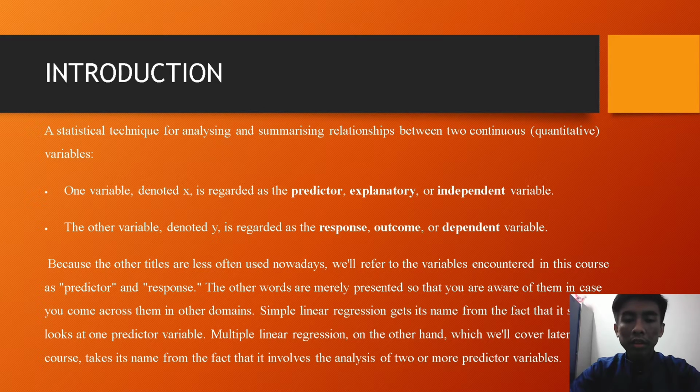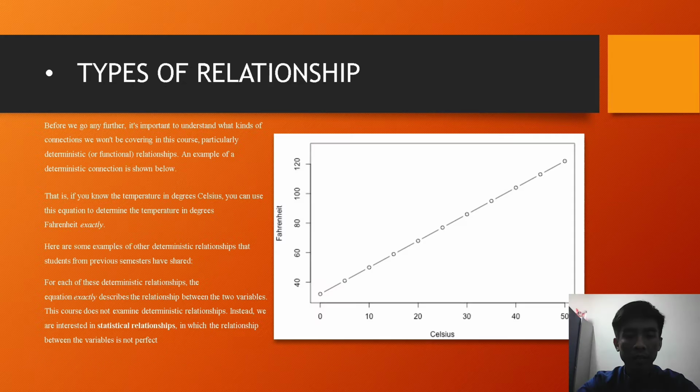Simple linear regression gets its name from the fact that it looks at only one predictor variable. Multiple linear regression, on the other hand, which we cover later in this course, takes its name from the fact that it involves the analysis of two or more predictor variables.